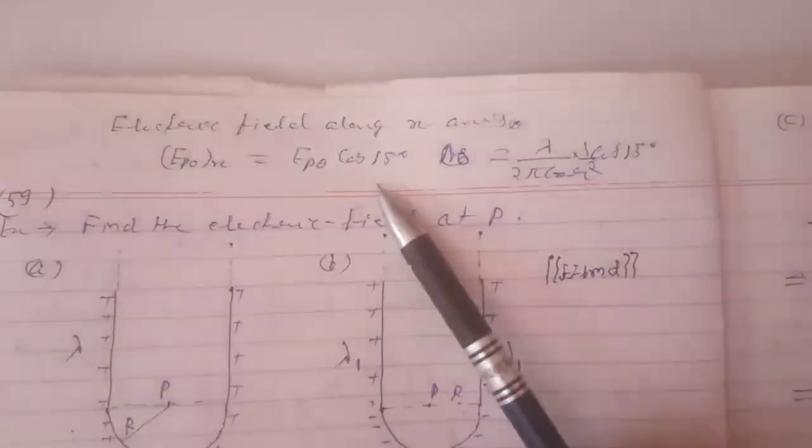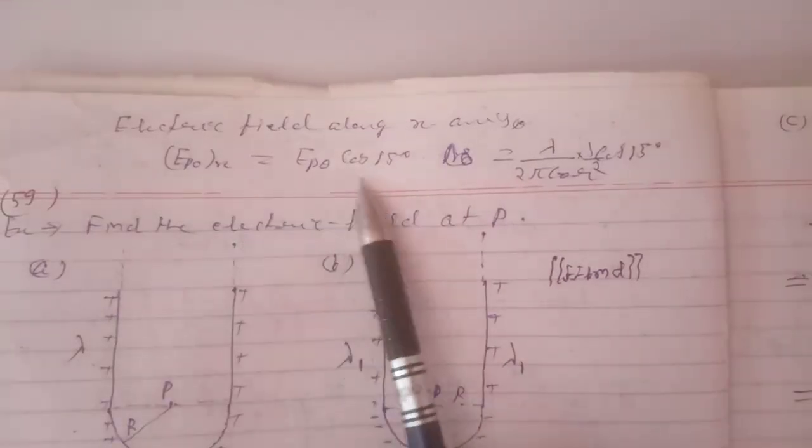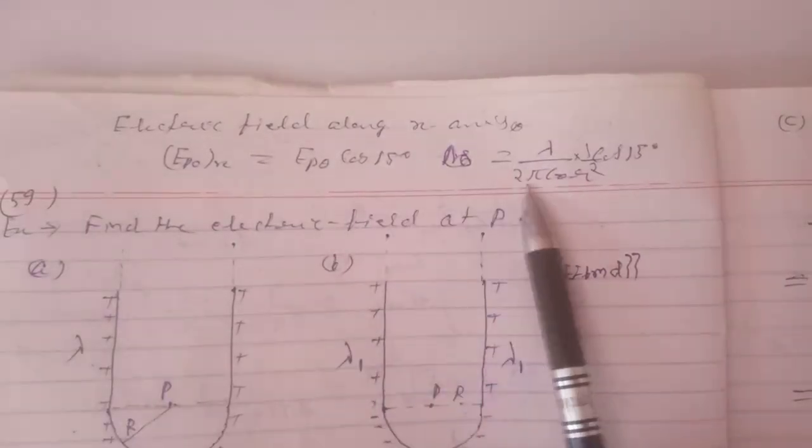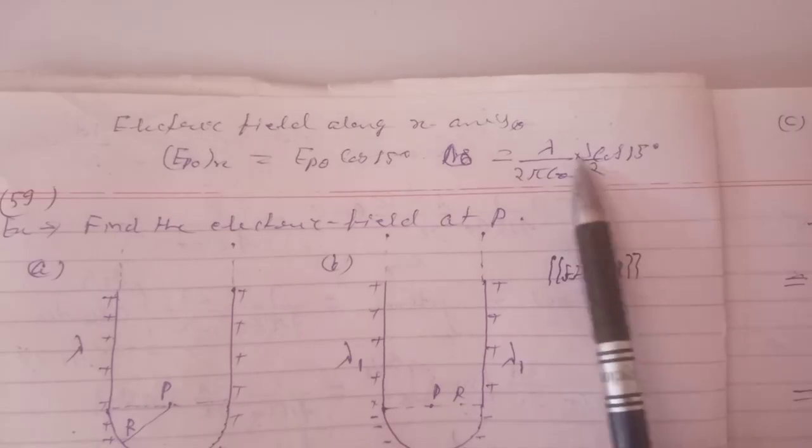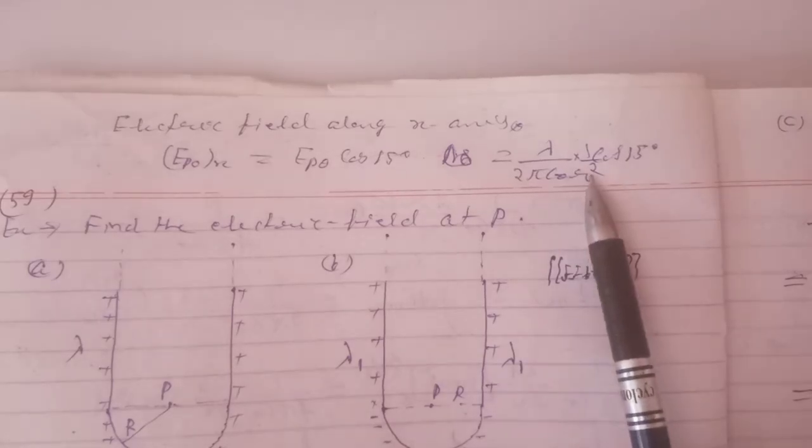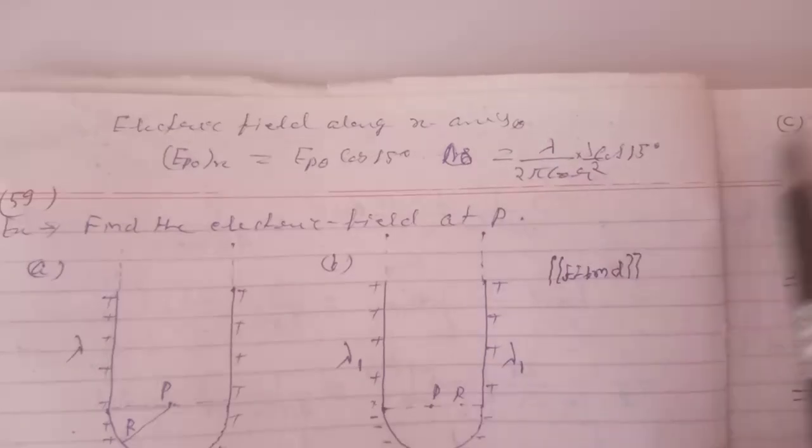So electric field along x-axis will be E_P x equal to E_P cos 15 degree, or lambda by 2 pi epsilon naught R, and sin 30 degree equal to 1 by 2 into cos 15 degree. This will be the answer.